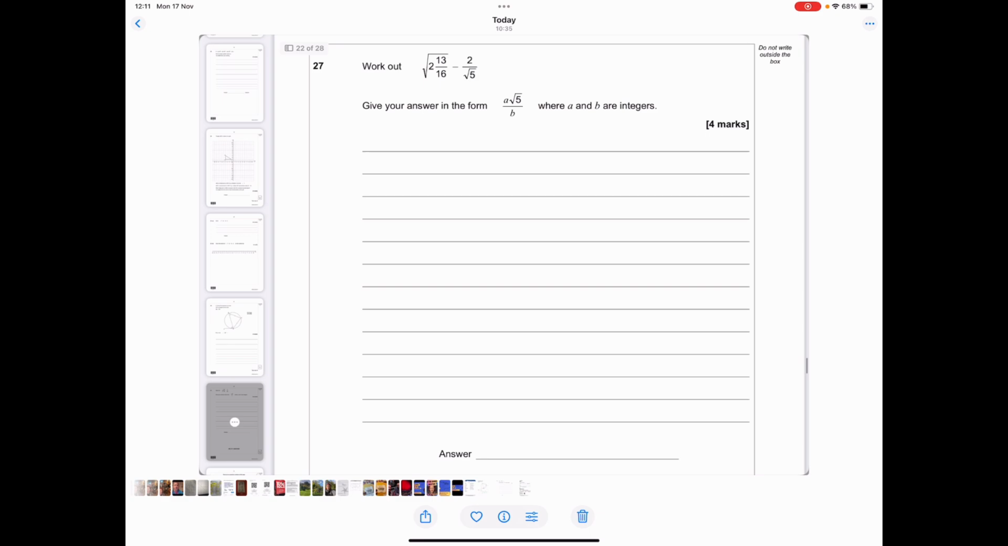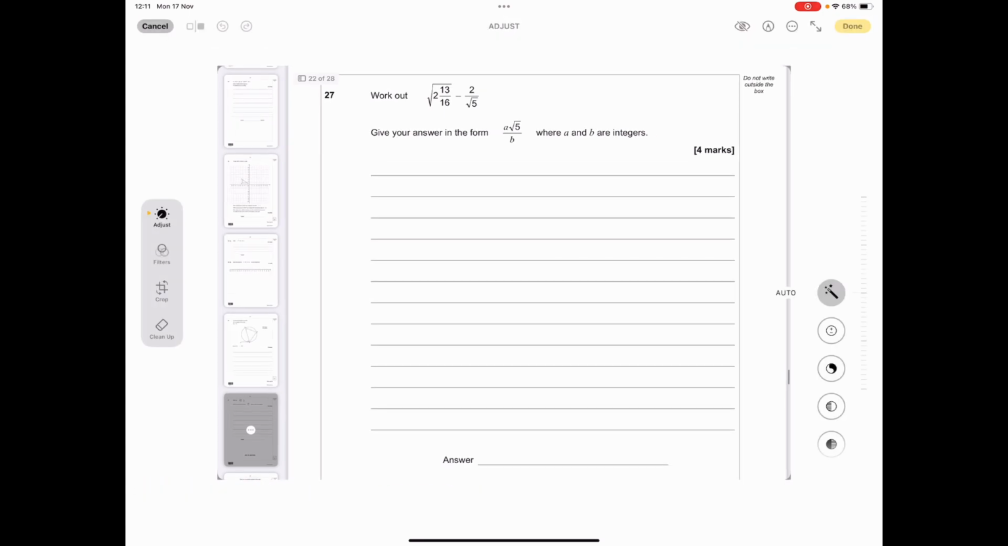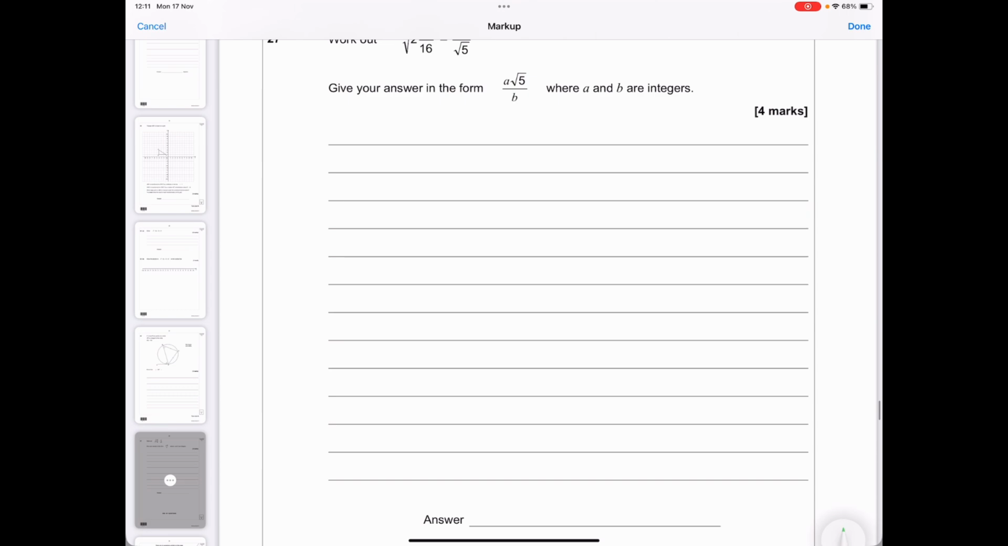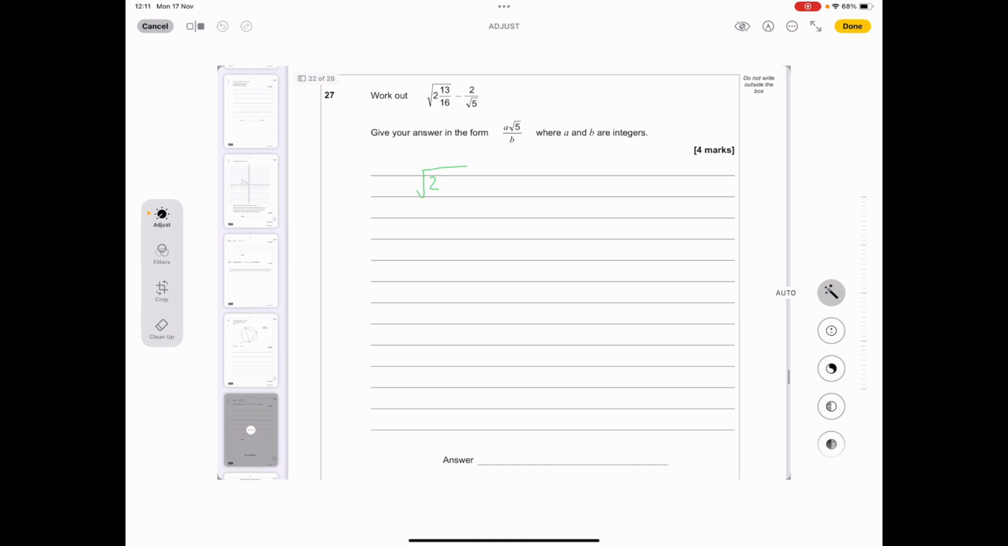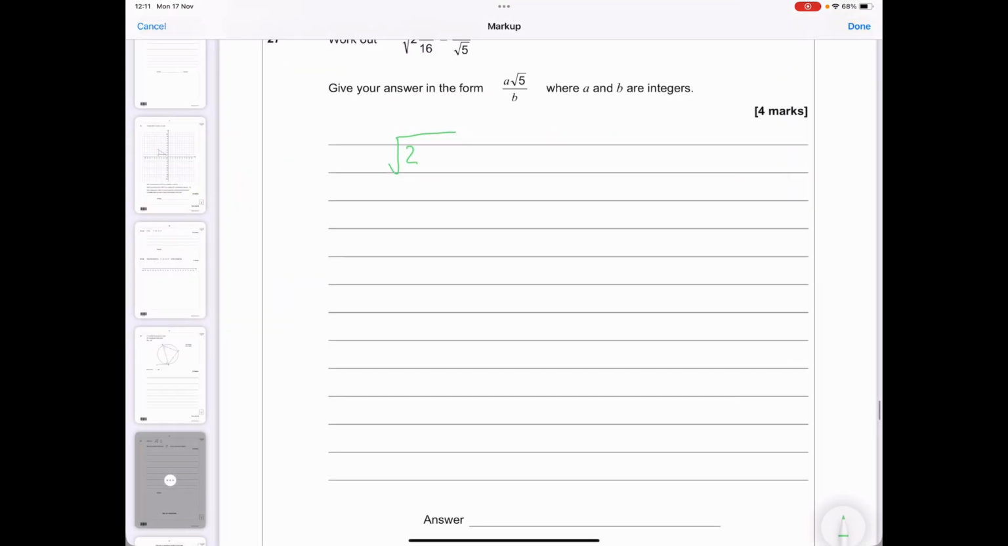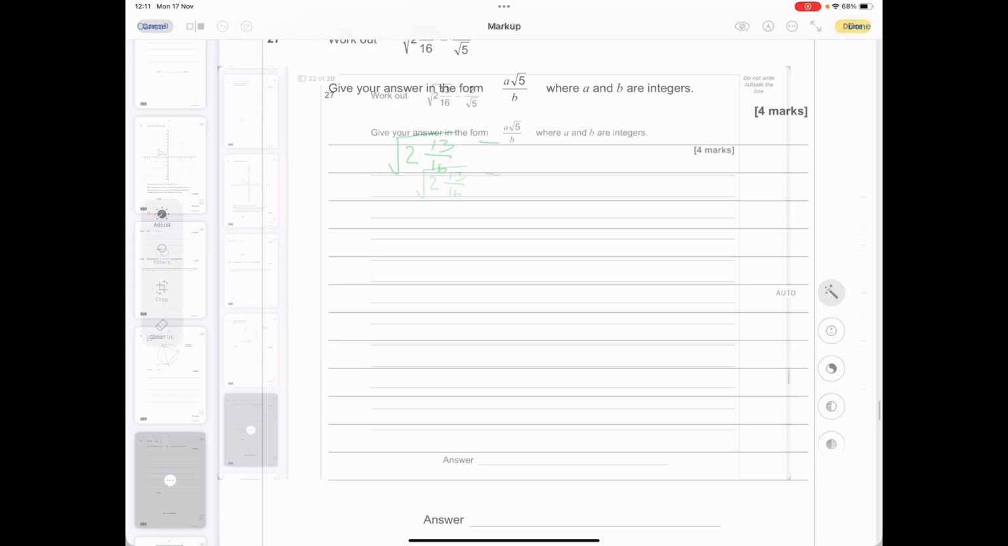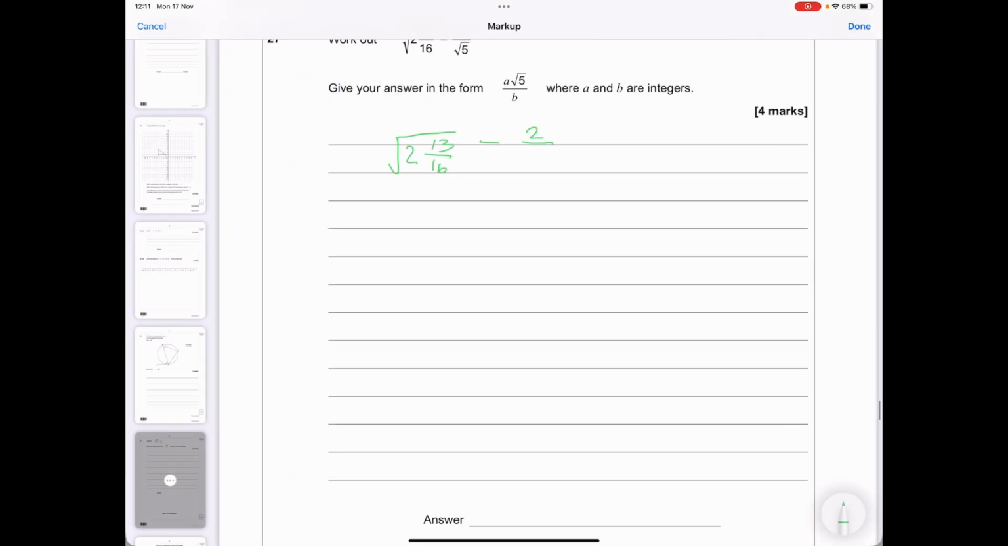Secondly, this looks a little bit more chunky. So work out root 2, and I'm just going to write this out because I seem to be doing really badly on putting things so that I can actually read them. So root 2, and then that was 13 over 16 minus, I think it's 2 over root 5. Yeah, that's true, it's 2 over root 5.